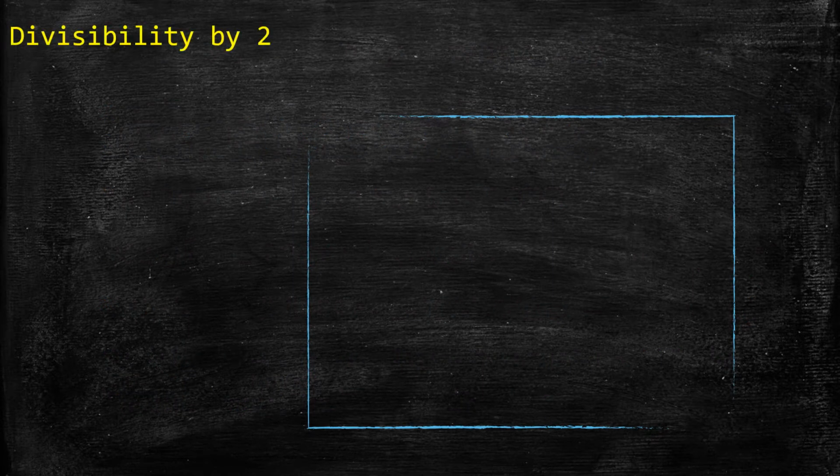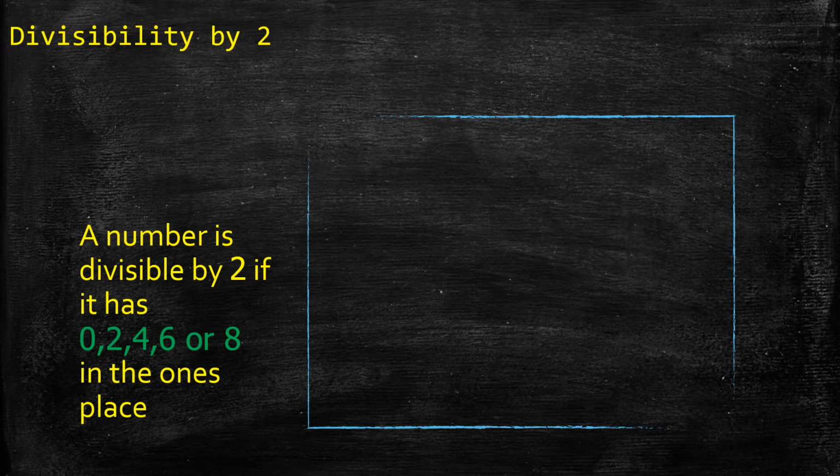Divisibility by 2. If you have any number, any big number, okay, you will just have to look at the ones place of the number. If it is 0, 2, 4, 6 or 8, then that big number is divisible by 2. Otherwise, it is not. Let's look into this with some examples.